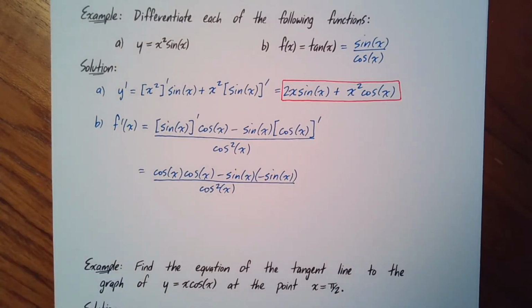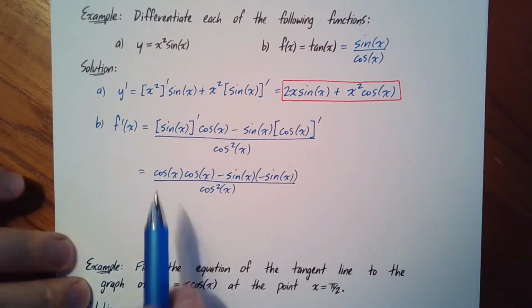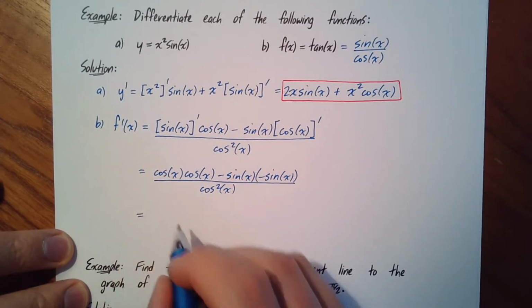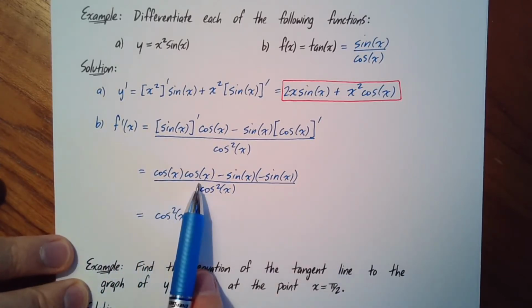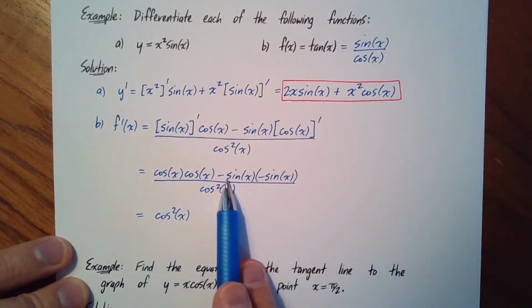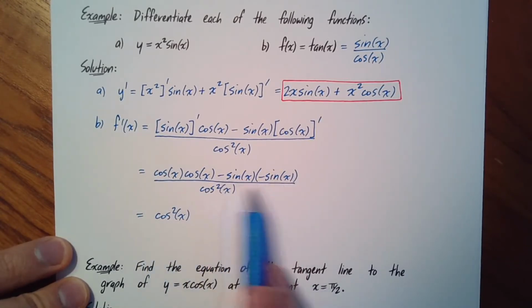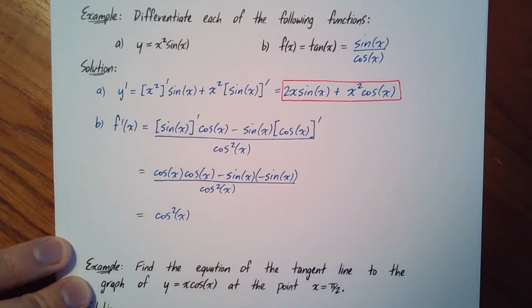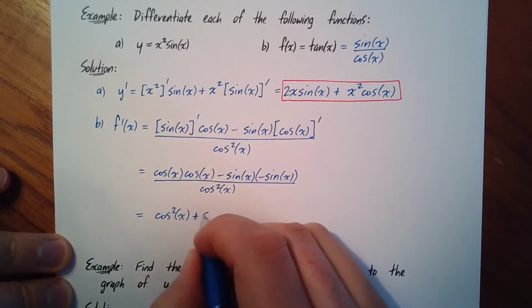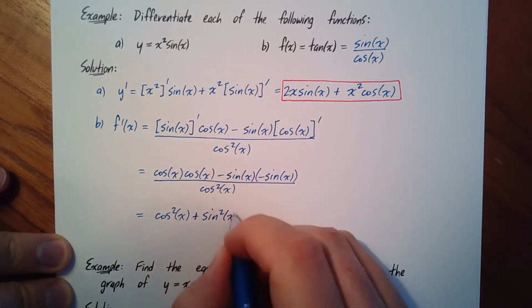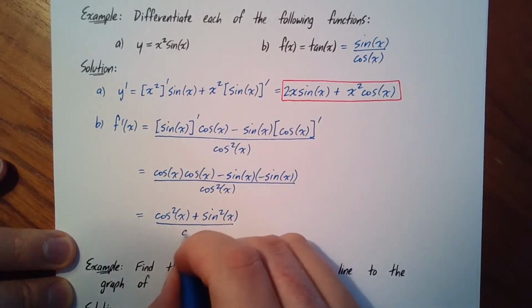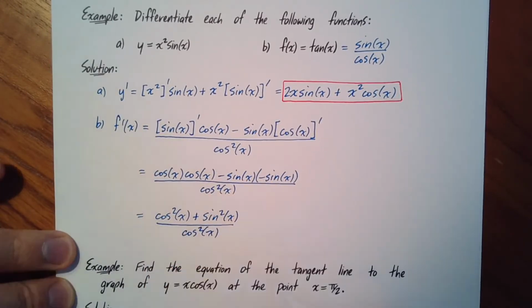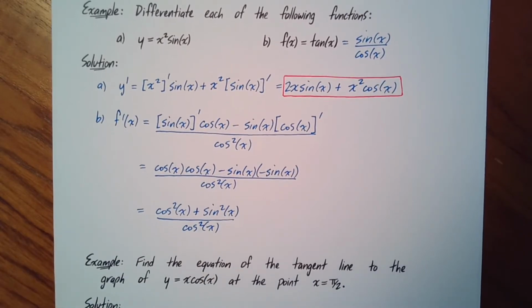Okay, and we can clean this up a little bit. This is really just equal to cos squared of x, right? Cos of x times cos of x is cos squared of x. And here we have sine of x times sine of x. They're both negative, so the negatives are going to cancel and disappear, but we really are going to have sine squared of x, which is how you normally write it. So sine squared of x in the numerator, and then our denominator, again, is still just cos squared of x.